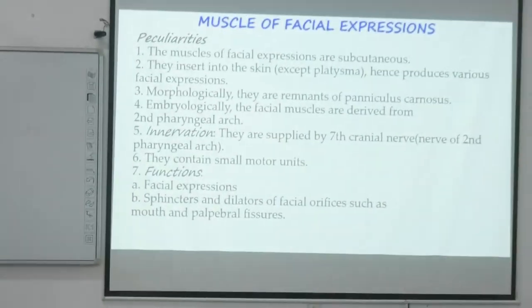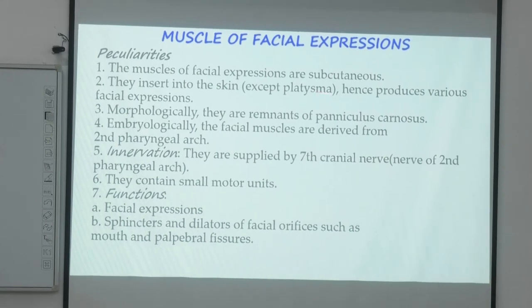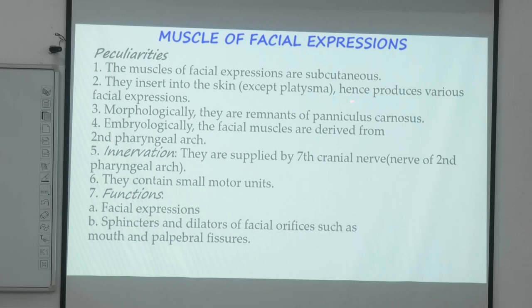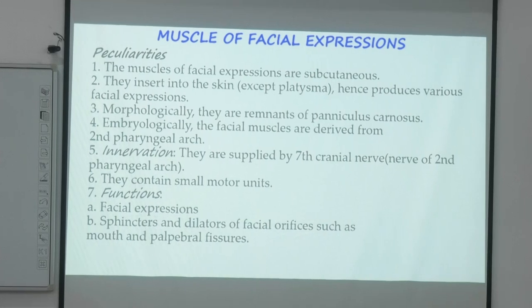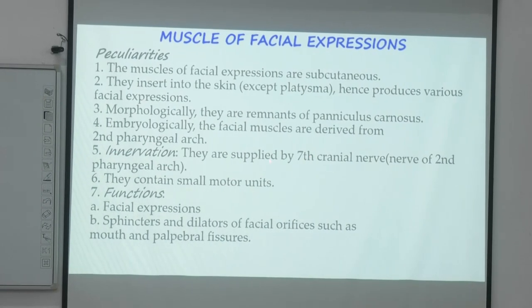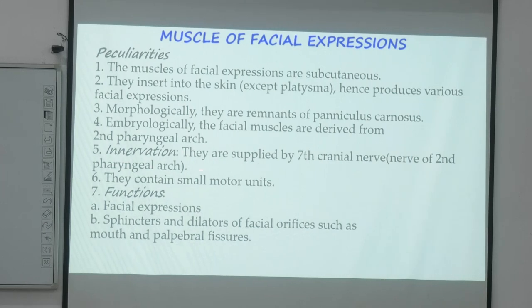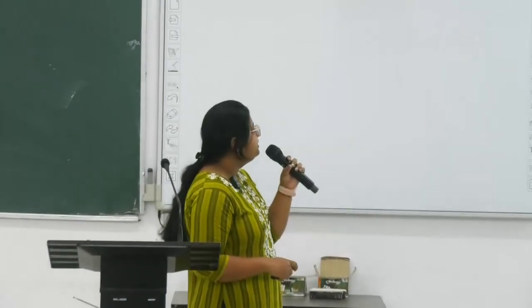Now, muscles of facial expression. What are the peculiarities? The muscles of facial expression are subcutaneous and they insert into the skin except the platysma, hence produce various facial expressions. Morphologically, they are derived from panniculus carnosus. Embryologically, the facial muscles are derived from the second pharyngeal arch, and innervation is by the facial nerve, which is the nerve of the second pharyngeal arch, and they contain small motor units. What are the functional groups in facial expression? Sphincters and dilators of facial orifices, such as the mouth, palpebral fissures, and also the nasal apertures. Okay, next.